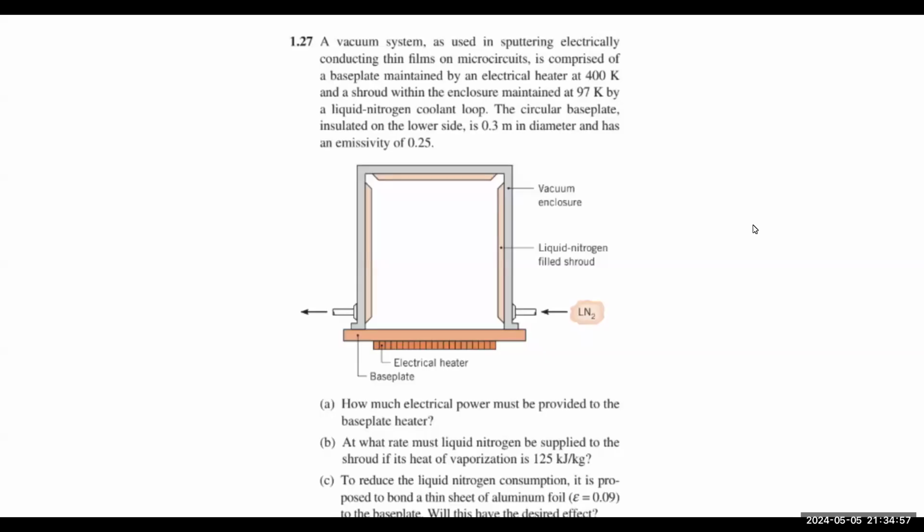This is Lauren Retros, and today I'll be solving heat transfer problem 1.27 from the 8th edition of Fundamentals of Heat and Mass Transfer by Bergman and Levine.